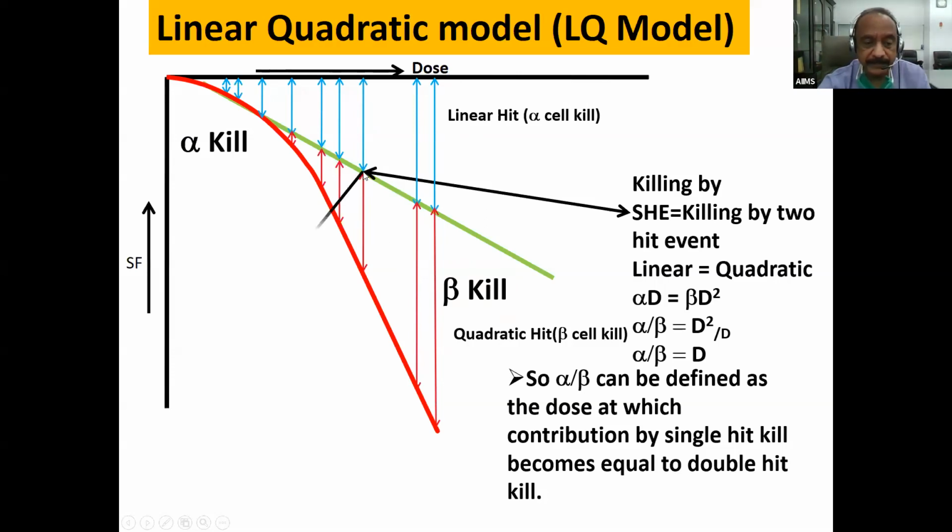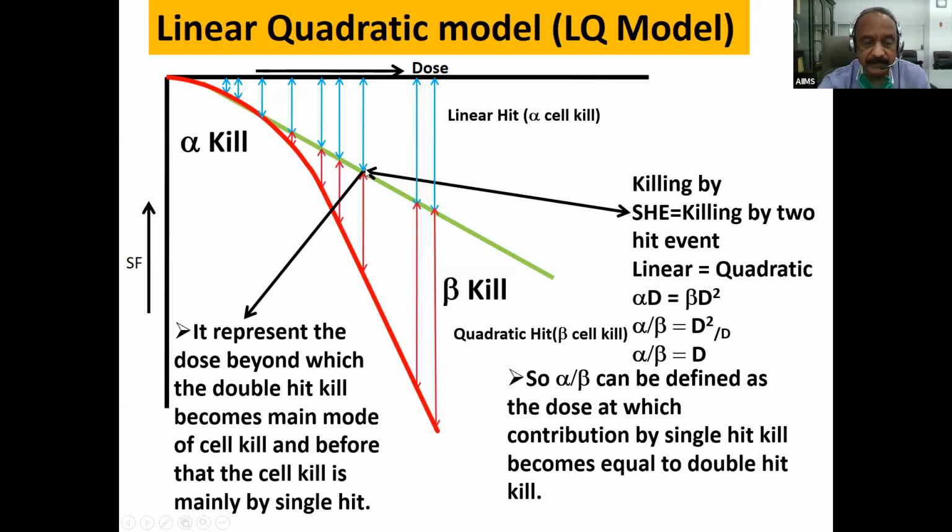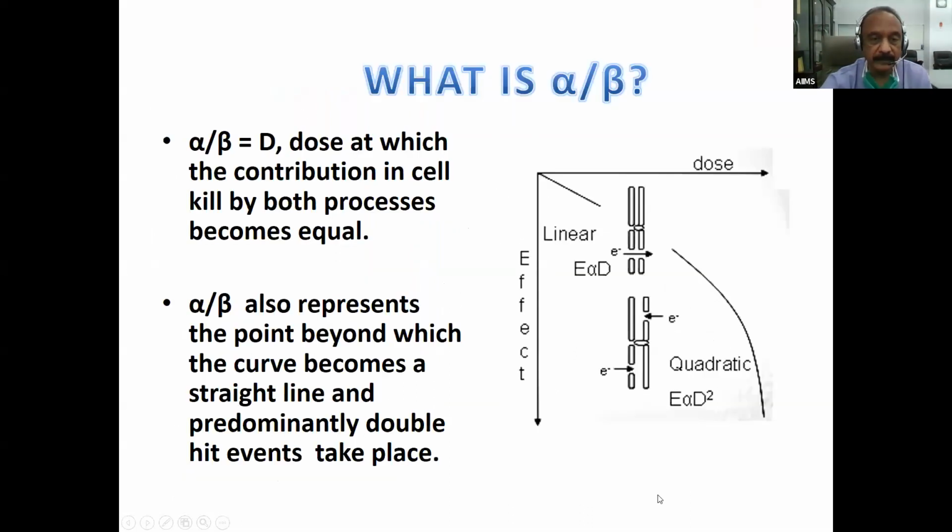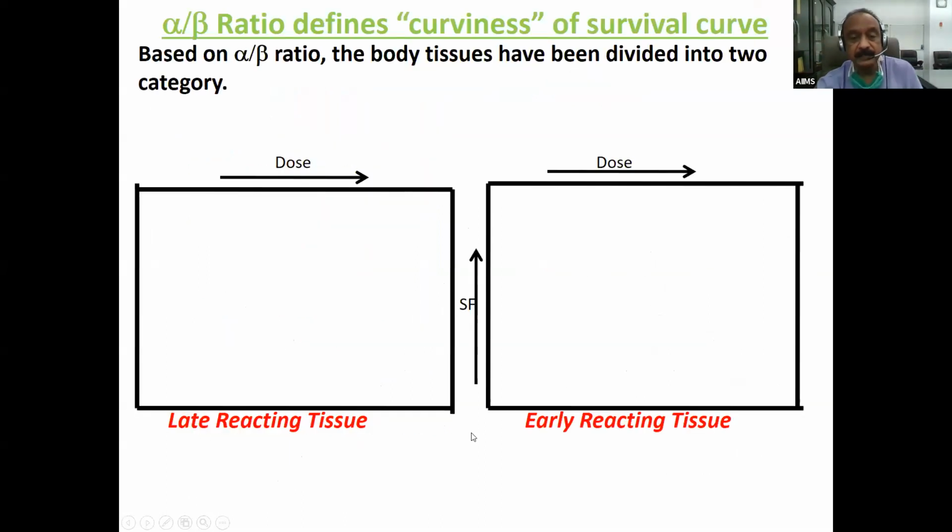Now this dose can also be defined as the point beyond which the double hit kill becomes the main mode of cell kill. And before that, cell kill is mainly by single hit or mainly by alpha. So what is alpha beta basically? A dose at which the contribution in cell kill by both processes becomes equal. Alpha beta also represents the point beyond which the curve becomes a straight line and predominantly double hit events take place.